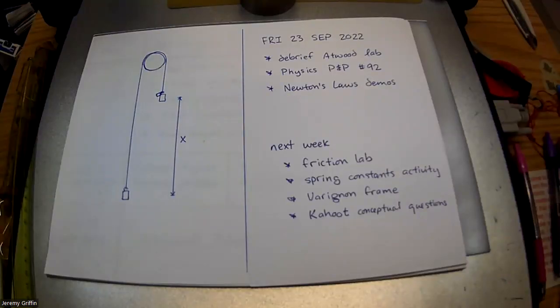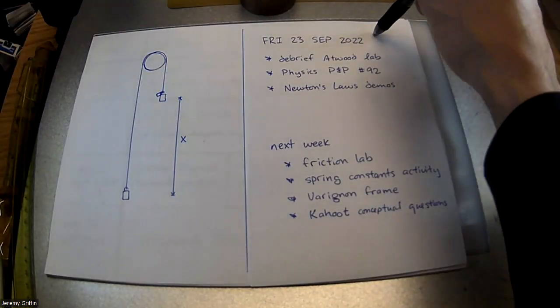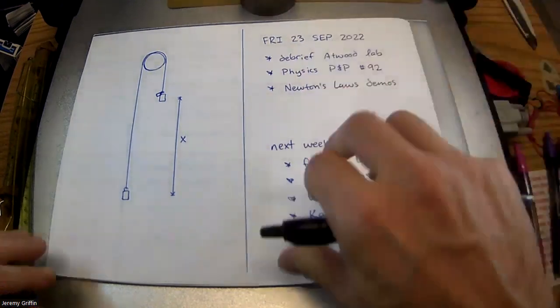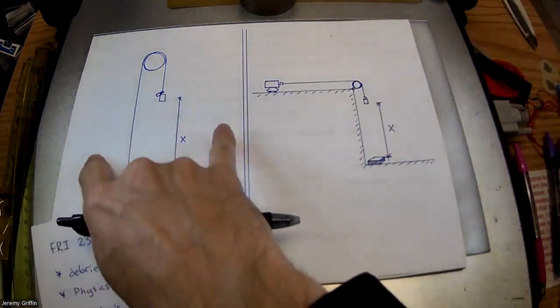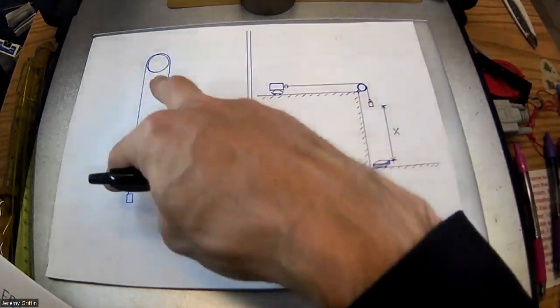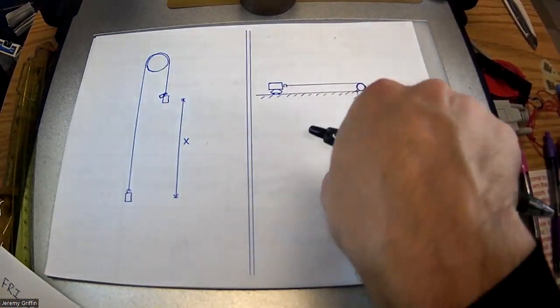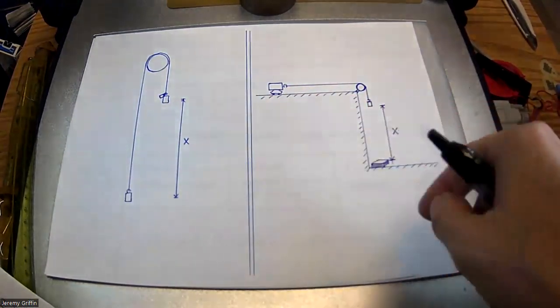Recorded is rolling. It is Friday, September 23rd. You guys remember yesterday you were doing this Atwood Lab. You guys remember this in both halves? Right. Had a pulley, had some lab masses. In one of the setups, you had a Hot Wheels car. Right. You guys remember that?